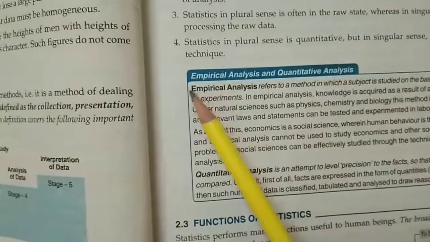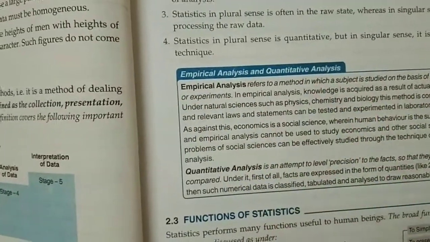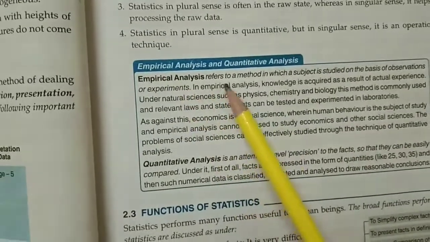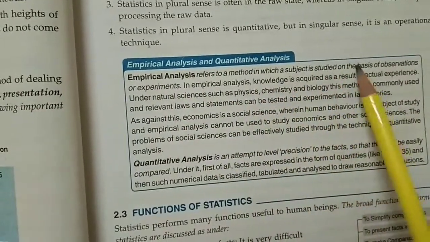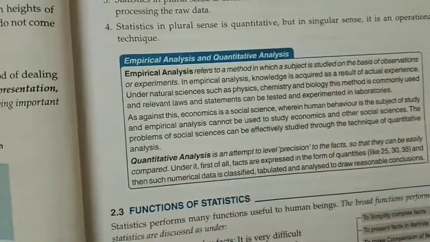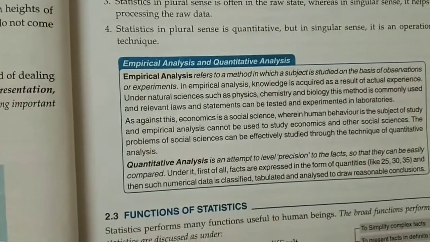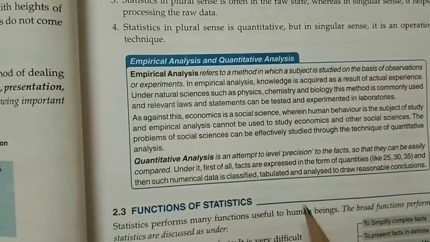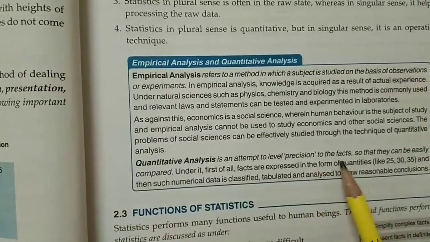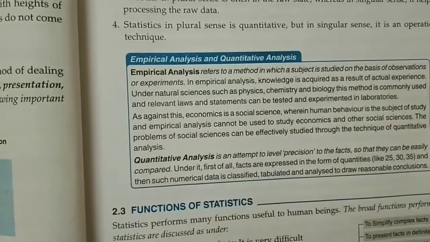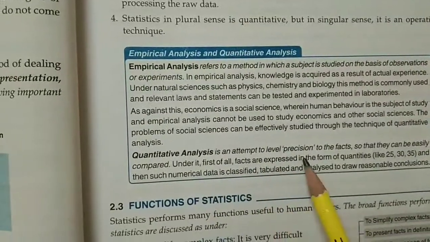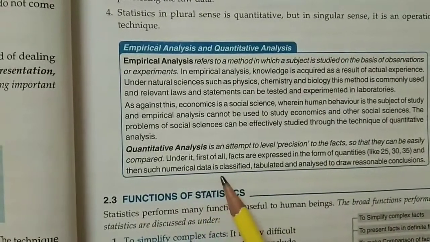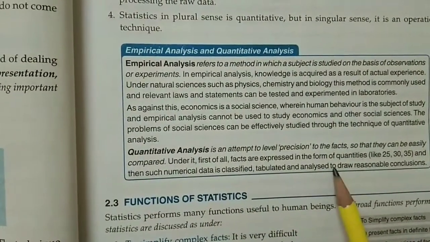Well, there is given one line: empirical analysis and quantitative analysis. Just go through the meaning of empirical and quantitative. Empirical analysis refers to a method in which the subject is studied on the basis of observation or experiments. But quantitative analysis is an attempt to lend precision to the facts so that they can be easily compared. Under it, first of all the facts are expressed in the form of quantities like 25, 30, 35, and then such numerical data is classified, tabulated or analyzed to draw reasonable conclusions.